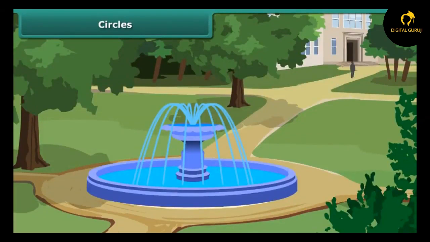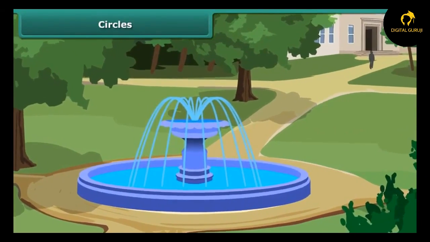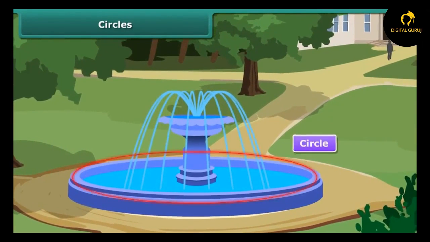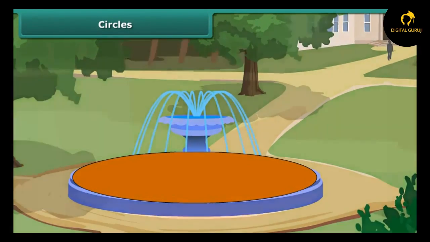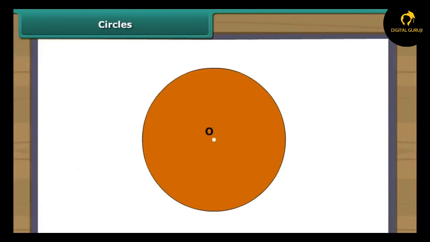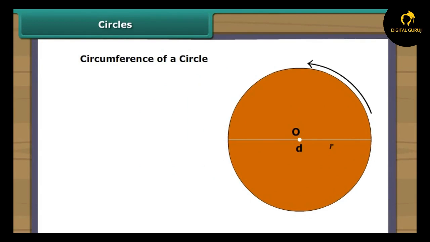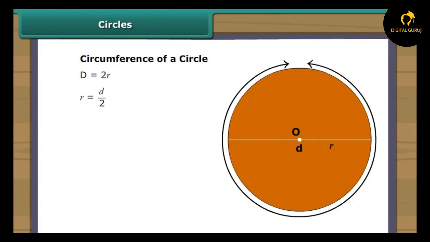Circles. Students, have you noticed the shape of the fountain? The fountain is in the shape of a circle. Can you measure the circumference of the circle? Yes. If you know the radius of the circle, then we can use the formula for the circumference of a circle. The circumference of a circle is the distance around a circular region, in other words, the boundary of the circle. The circumference of a circle is the product of a constant called pi and its diameter, or twice the product of pi and the radius of the circle.